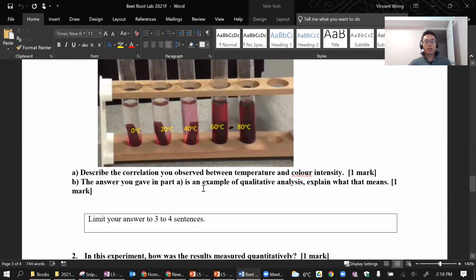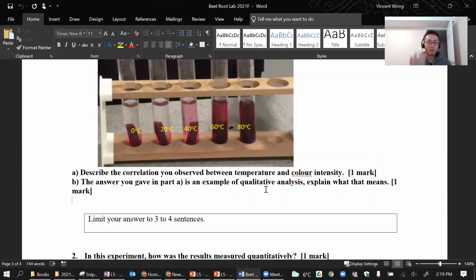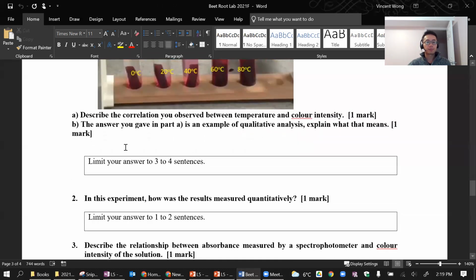The answer you gave in part A is an example of qualitative analysis. Explain what this means. Many people copy a definition from the internet about what qualitative analysis is, but it's basically what we talked about in lecture 1, right? Qualitative analysis is an observation that we make using our senses. And in this case, we are using sight, to see the color intensity. Okay, so darker color, lighter color, right? It's a subjective thing, because we're not using actual numbers.